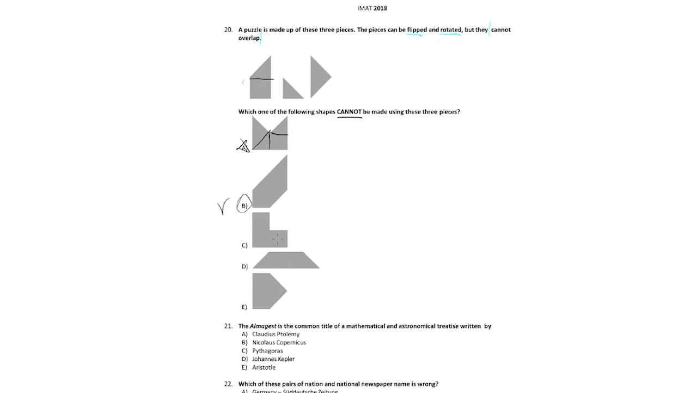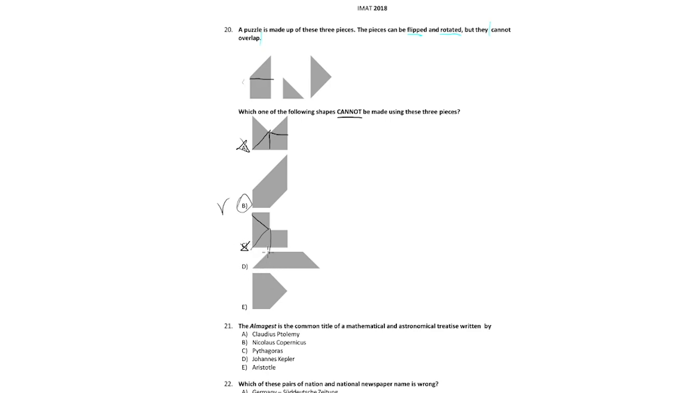So for the sake of practice, let's skim through the other three constructions. Okay, letter C. We can see that letter C can be made by putting this triangle in this position, this small triangle here, and this square plus a triangle here. So letter C can be made.